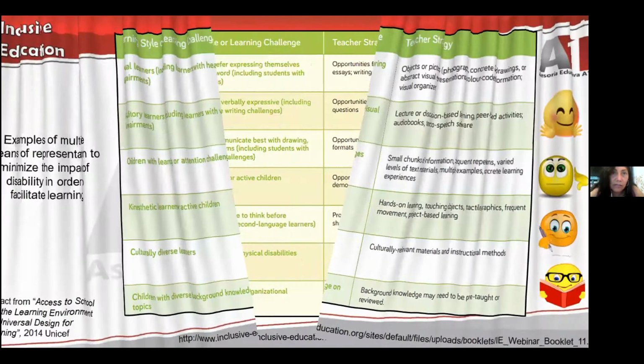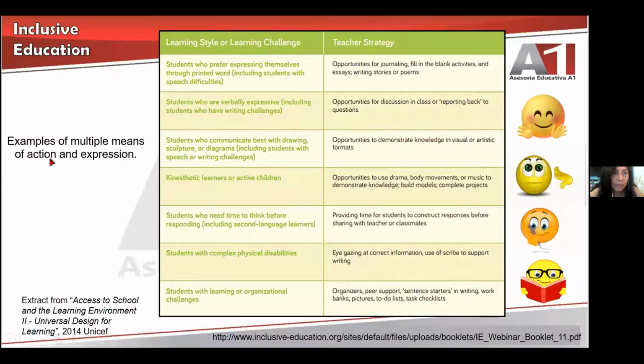Other strategies on multiple use of art and expression. How can we let our students express themselves? Maybe this kid can speak the language, but he started writing some words, he can paint, he can communicate, interact, giving them opportunities for discussion in class, report back, opportunity to demonstrate knowledge in visual and artistic formats, use drama, body movements, or music, providing time for students to construct responses, and many more ideas. So there are many tools.